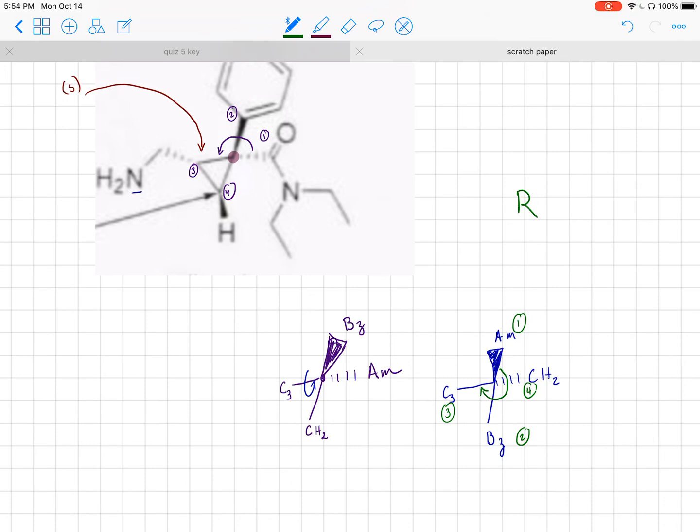So we go back in here. This one is R. And like we figured out before, the one next to it on the left is S. And so that's how we figure out the stereocenter configuration for each of the carbons in this molecule.